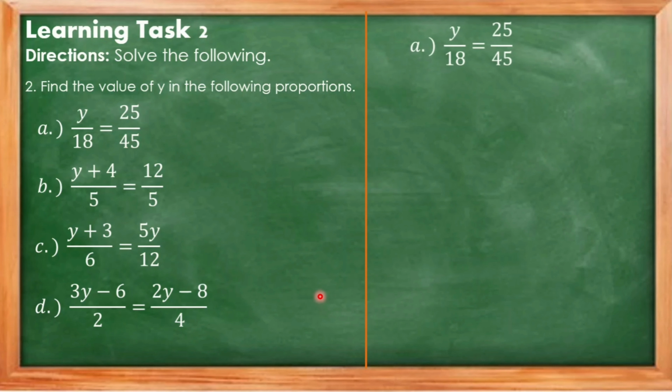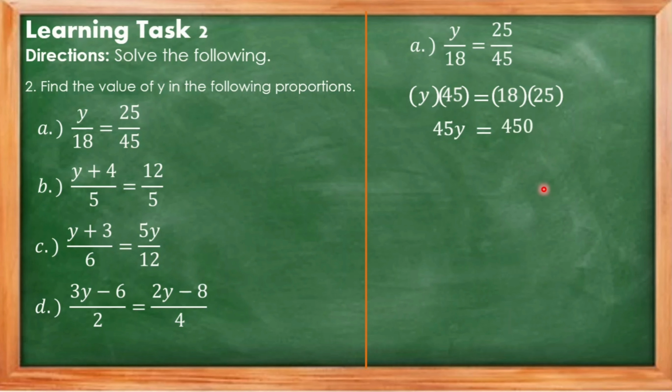So letter A, we have y over 18 is equals to 25 over 45. So cross multiply lang natin guys. So ito muna, y times 45, then next, 18 times 25. So kunin lang natin yung product. Y times 45 is equals to 45y is equals to 18 times 25 is equals to 450.